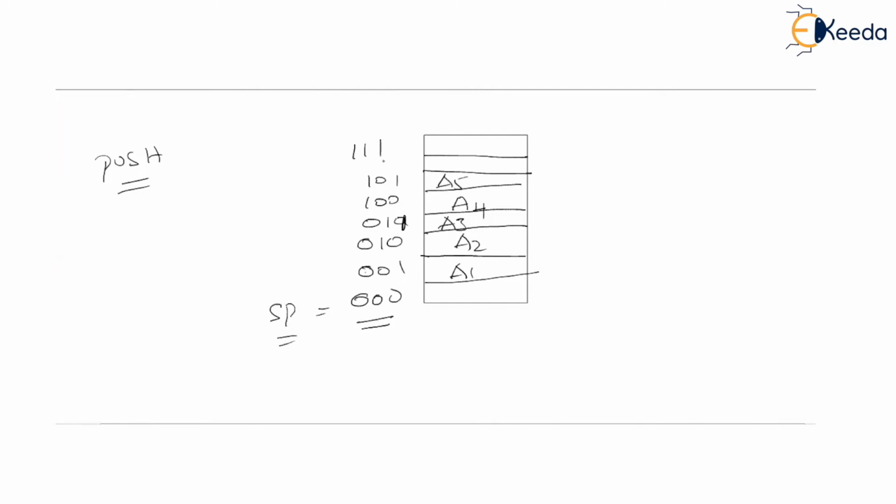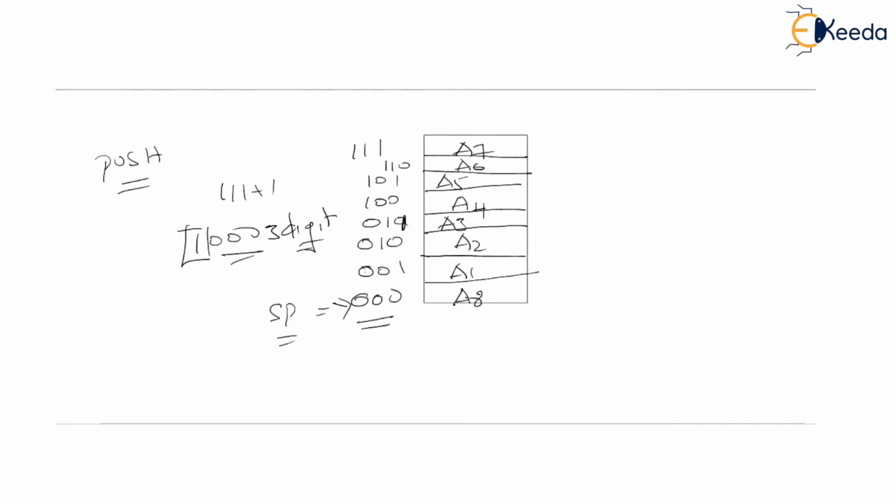Element 5 will get pushed. Element 6 will get pushed. Element 7 will get pushed. Now, 111 plus 1 is 1000. Stack pointer is just a 3-digit register, so it will be brought back to 000. Stack pointer holds 000. Now, element 8 will get pushed.